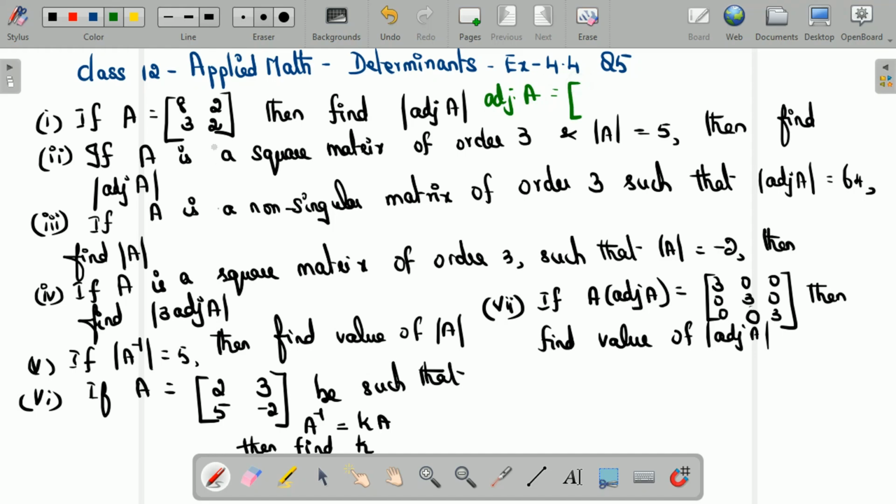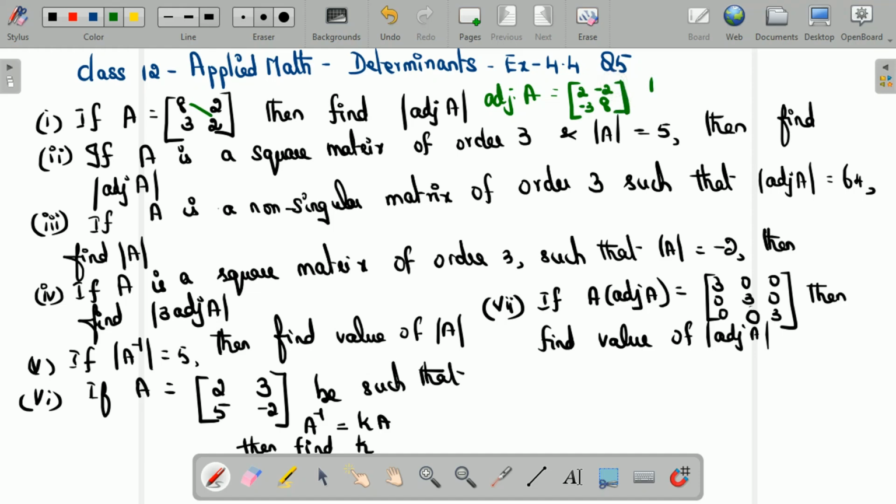Remember, for a 2 cross 2 matrix, we are going to swap these two numbers. So this is 2 and this comes as 8. As far as these two numbers are concerned, we change the sign. So this becomes minus 2 and this is minus 3. Now this is a matrix.